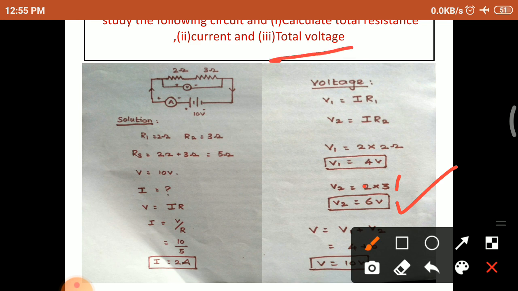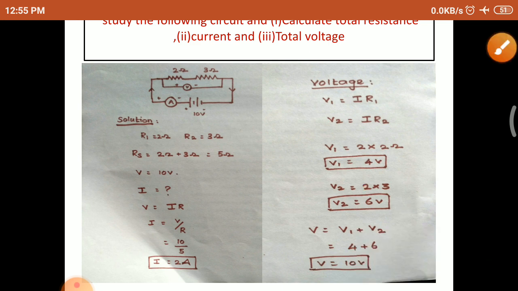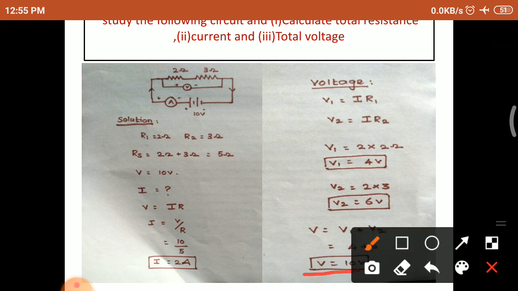How to calculate the total voltage? V equals V1 plus V2. So the V1 value is 4 and V2 value is 6. When we put 4 plus 6 in the V1 and V2 place, we get 10 volt. So the total voltage is 10 volt. See here, the total battery voltage is also 10.